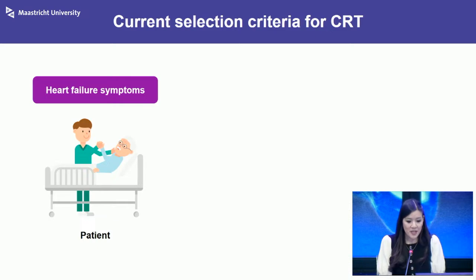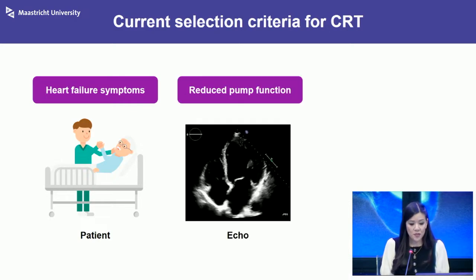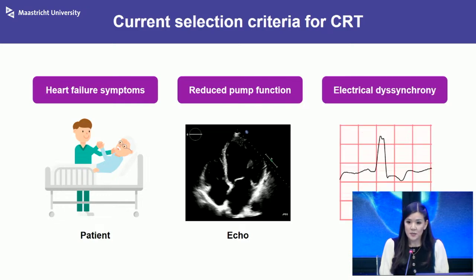According to the current guidelines, patients are considered eligible for cardiac resynchronization therapy if they exhibit symptoms of heart failure, have an impaired pump function of the heart, and demonstrate electrical dyssynchrony on the ECG. Electrical dyssynchrony on the ECG is characterized by a prolonged QRS duration and other factors on ECG.